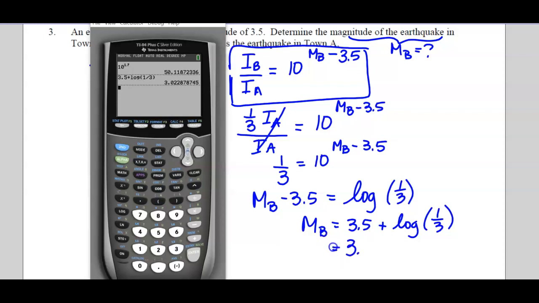What does it say to round to here? Actually it doesn't say. Anyway, we'll go to the nearest tenth then. Okay, so it's smaller than 3.5. That's just the same as minus log of 3. That's what you're solving for if you have IA over IB.